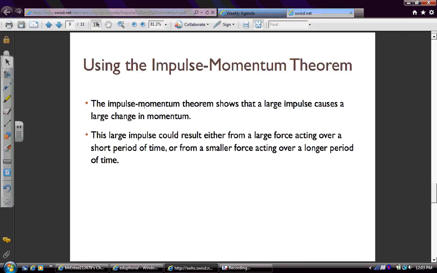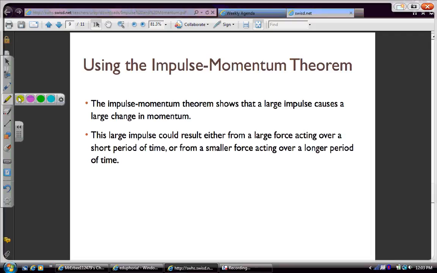So basically the impulse momentum theorem shows that a large impulse can cause a large change in momentum, which is really important that we understand. So we'll go ahead and highlight that. That's going to be something you have to make sure you have. So a large impulse can cause a large change in momentum.